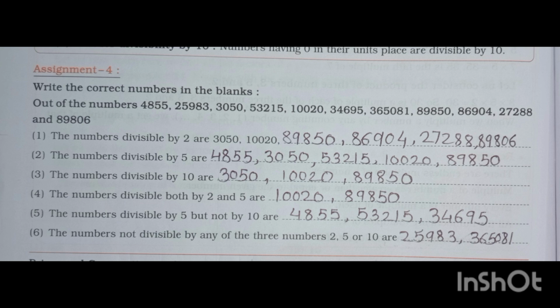4,855, 53,250, 34,695. Sixth one, the numbers not divisible by any of the three numbers 2, 5 or 10 are 25,983, 3,65,081.